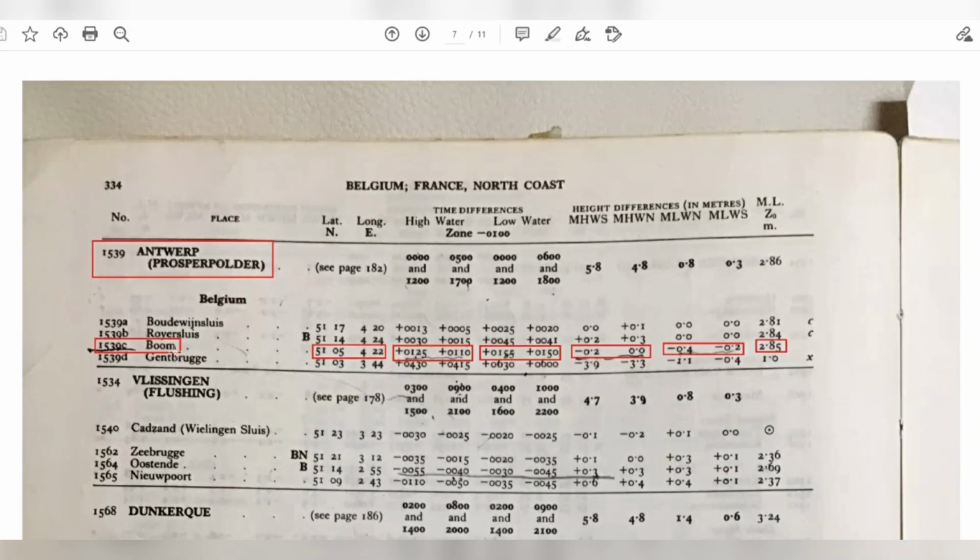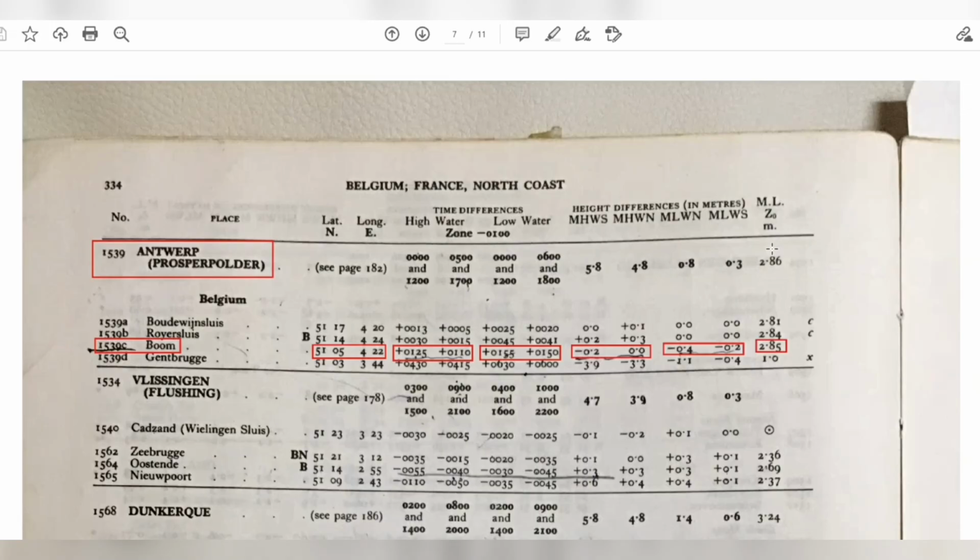So what have we learned till now? Boom is a secondary port which is having a standard port as Antwerp. So to calculate high water, low water at Boom means first we have to calculate high water, low water at Antwerp. Then apply time and height corrections which are given here, time difference, height difference, and get the data for Boom. So one by one we will do.